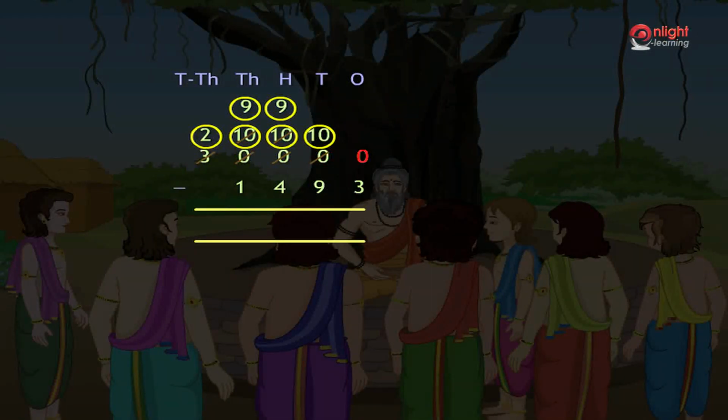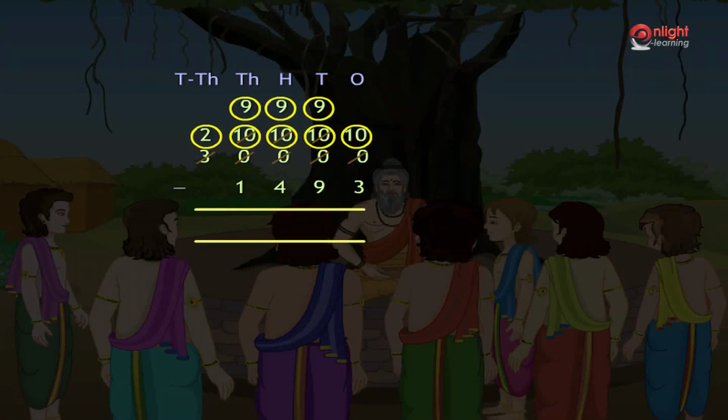Again in units place, we have 0. So borrow 1 ten from tens place. By giving 1 ten, 10 tens becomes 9 tens, and 0 in ones place will change to 10, since 1 ten is equal to 10 ones. Now the larger number 30,000 changed with 2 in 10,000's place, 9 in thousands place, 9 in hundreds, and 9 in tens place, and 10 in ones place.